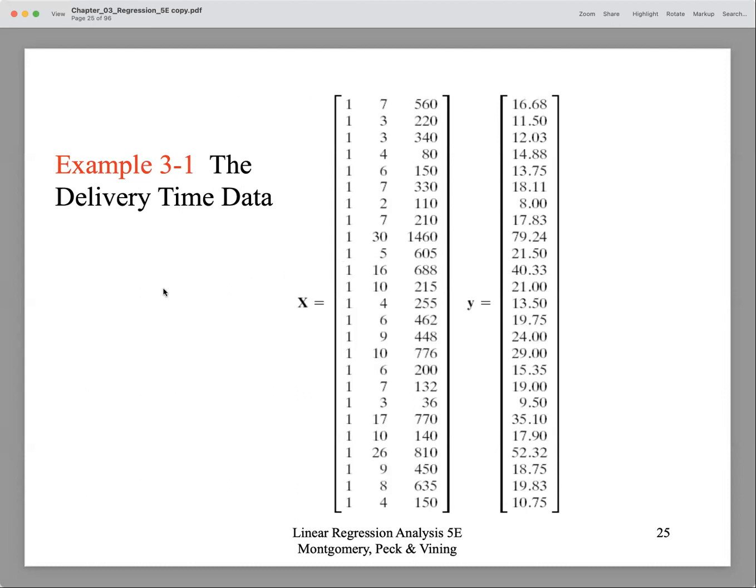Okay, and then if we wanted to express the data in matrix format, this is how we would do it. We see the vector of responses, the y vector. We've got 25 observations, and so this vector has 25 rows in it. Then we have the design matrix containing the values for the explanatory variables x1, the number of cases, and x2, the distance walked, and we also have the first column containing 1s. These are what we would use to express the model in matrix notation.